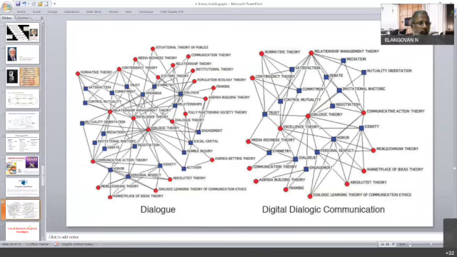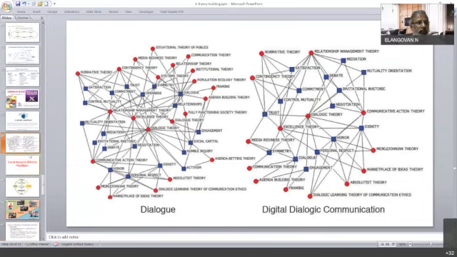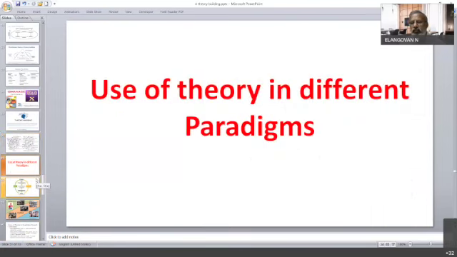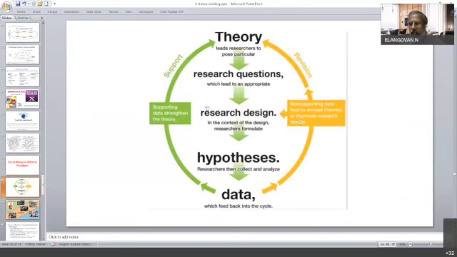Okay, so now just quickly going into use of theory in different paradigms. As I told you, theory may be present in different places in different paradigms. We have spoken about this. So in a quantitative research, we start from a theory and end with the theory.